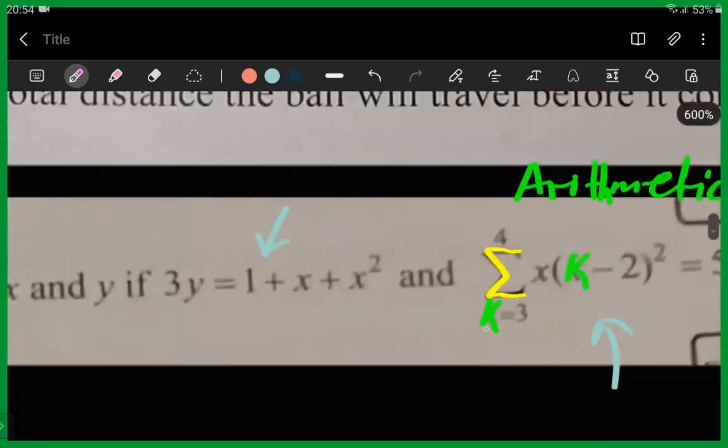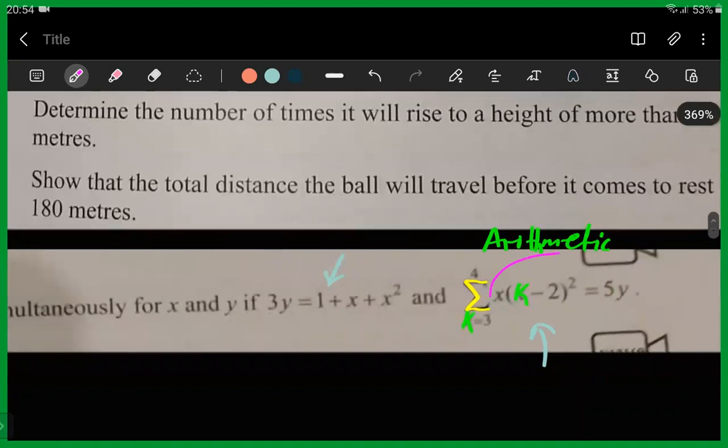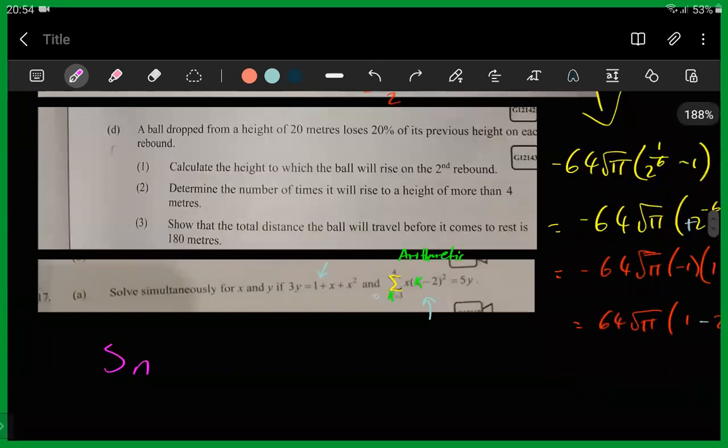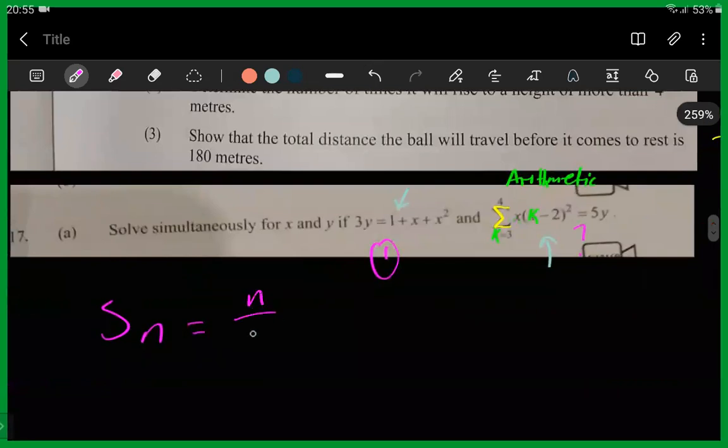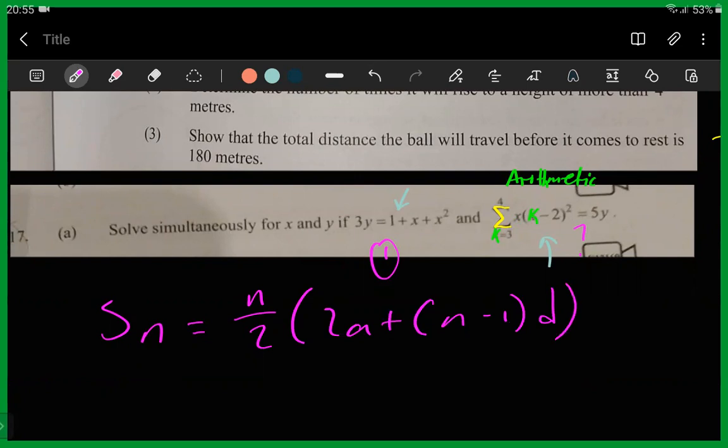Say we're dealing with an arithmetic sequence, because as long as this variable is not an exponent in your sequence, in your formula, it means your sequence is arithmetic. So if we're going to work these out simultaneously, we already have equation 1 nicely here, but from here we have to find out what equation 2 looks like. So we're going to take our SN formula, and then we have to give it values. You see 2a plus n minus 1 d.